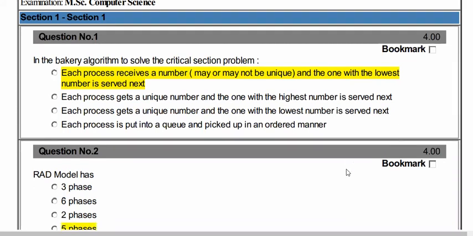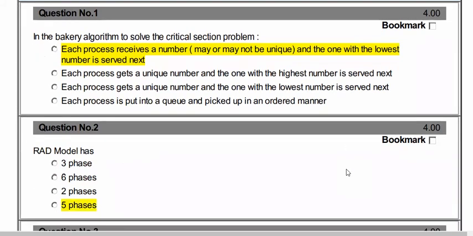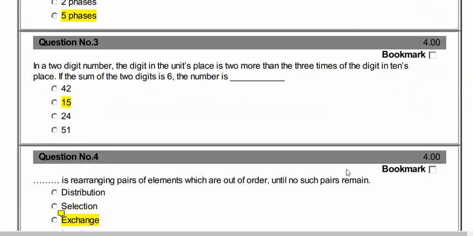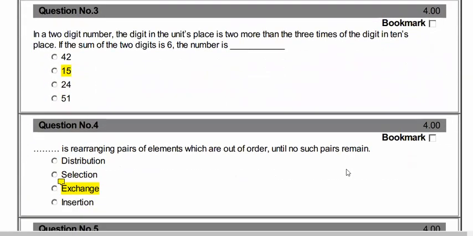Question number 2. RAD model has, option D is right, 5 phases. In a two-digit number, the digit in the unit place is 2 more than 3 times the digit in the tenth place. If the sum of the two digits is 6, then the number is, option B is right, the number is 15.